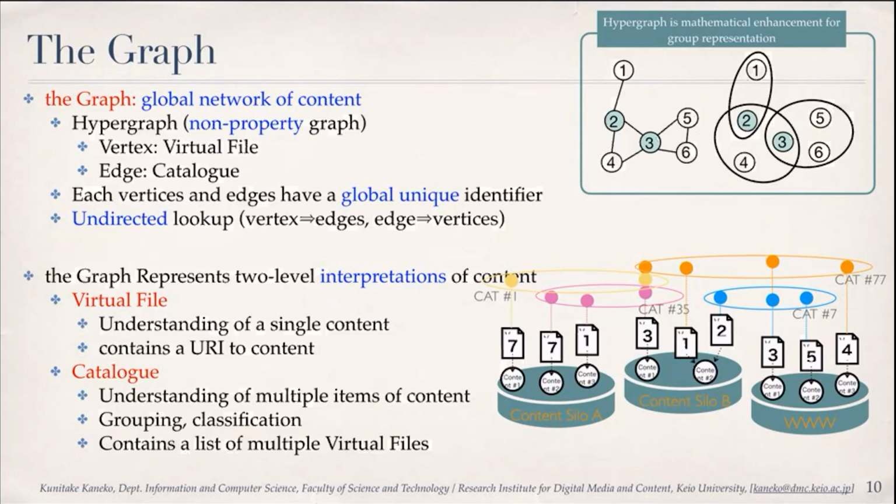Undirected links mean going from 1 to 2 is fine, and 2 to 1 is fine. Any movement is fine. It's totally different from the World Wide Web, where a hyperlink is one way. Just imagine how we could go through all the edges if all the roads were one way. If bidirectional, we can easily walk through the town. The graph represents two levels of interpretation, as I explained. The barcode file is the understanding of the single content, and the catalog is a classification.